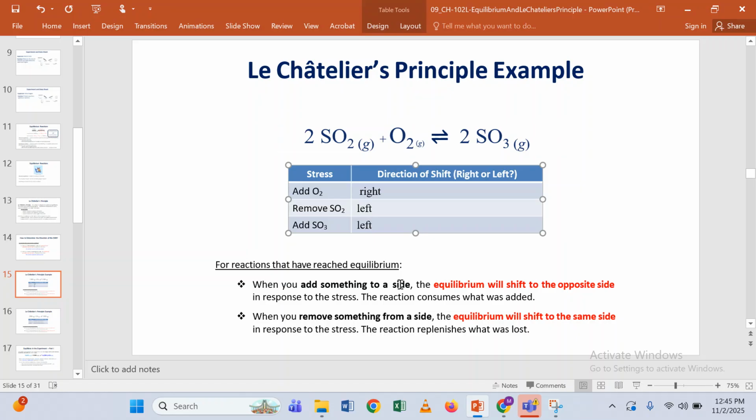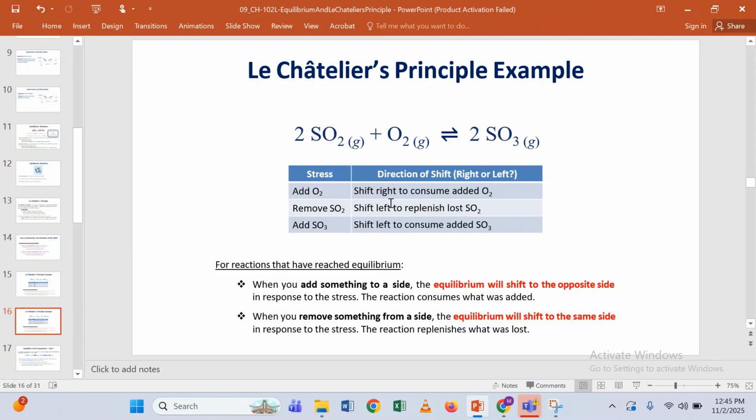So when you add something to a side, the equilibrium will shift to the opposite side in response to the stress. The reaction consumes what was added. And when you remove something from a side, the equilibrium will shift to the same side in response to the stress, and the reaction replenishes what was lost. So it said right, left, left. Shift right, consume added O2. Shift left, replenish lost SO2. Shift left to consume added SO3.